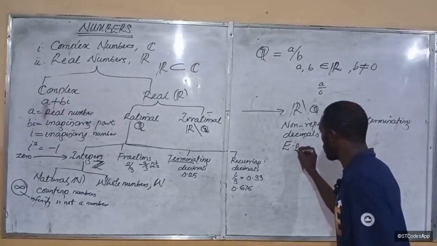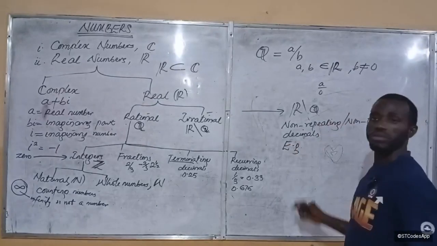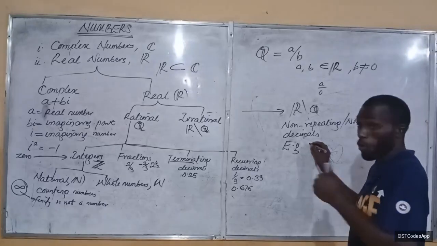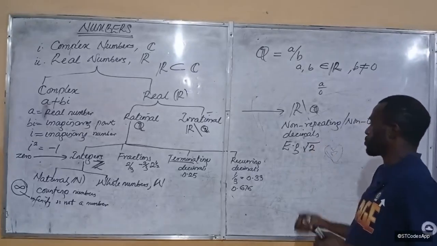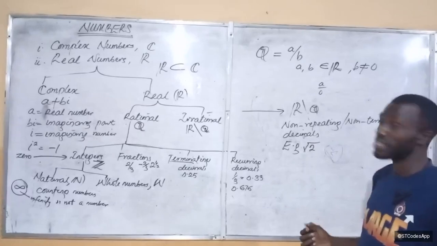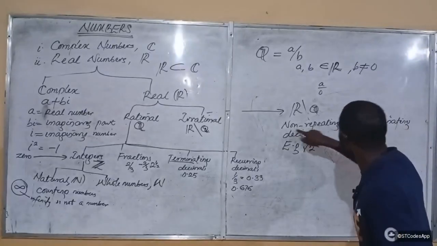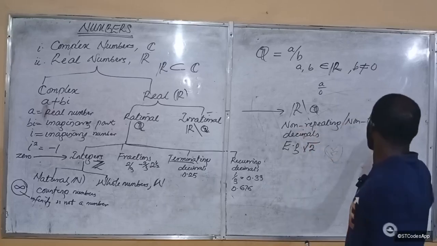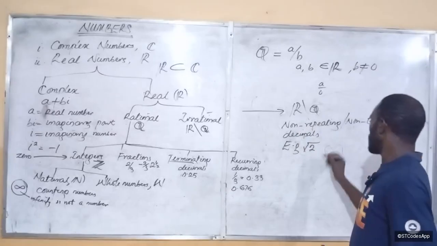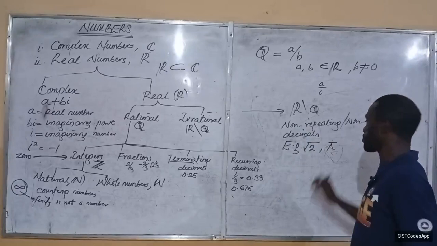Examples include the square roots of all prime numbers, for example, root 2, root 3, root 5. They will have non-repeating decimal parts. Okay? Constants like pi, for example.